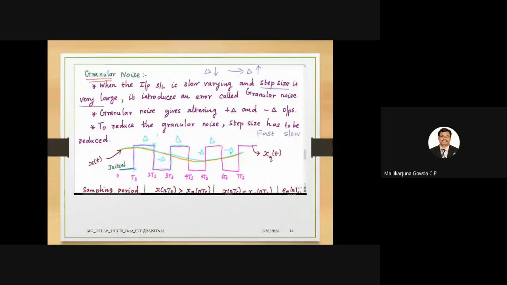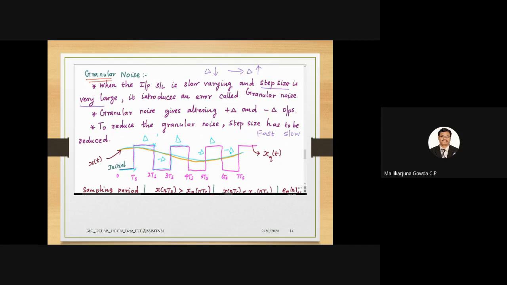Let us see the second noise, that is the granular noise we say. So granular noise occurs whenever the input signal is not changing fast, means when the input signal is slow varying and the step size is very large. If the step size is very large, then that leads to an error called granular noise.